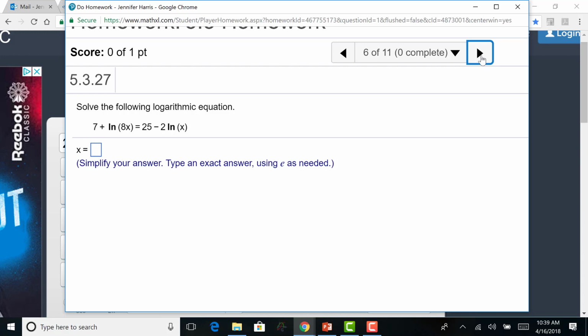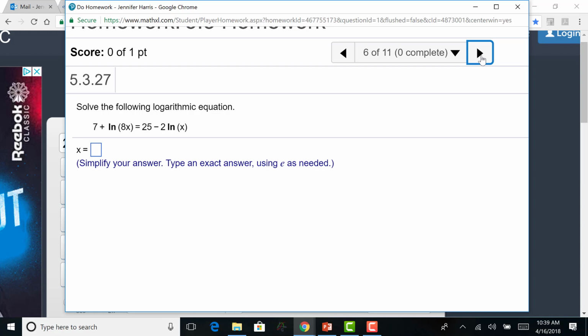So let's erase over here because I want to be able to write that one out so you can see it. Alrighty, so you've got 7 plus natural log of 8x. When you see this natural log of 8x, this is not ln times 8x. It's natural log of 8x is what they're saying. This is 25 minus 2 times natural log of x.